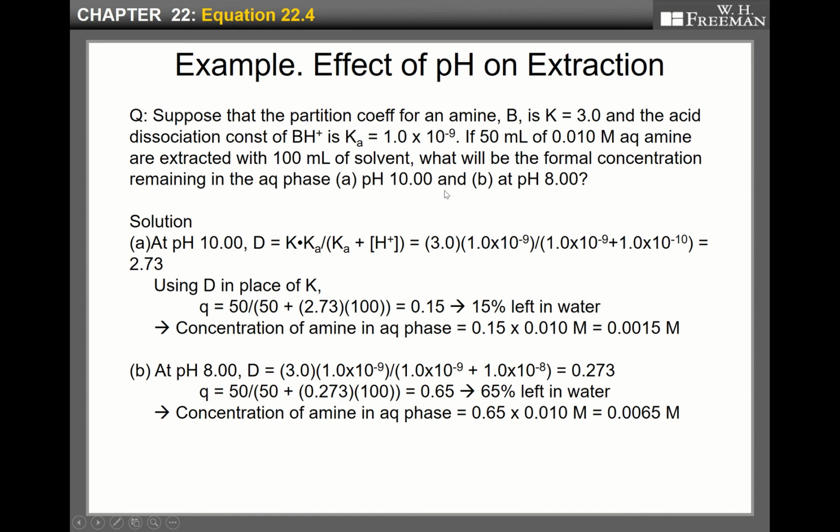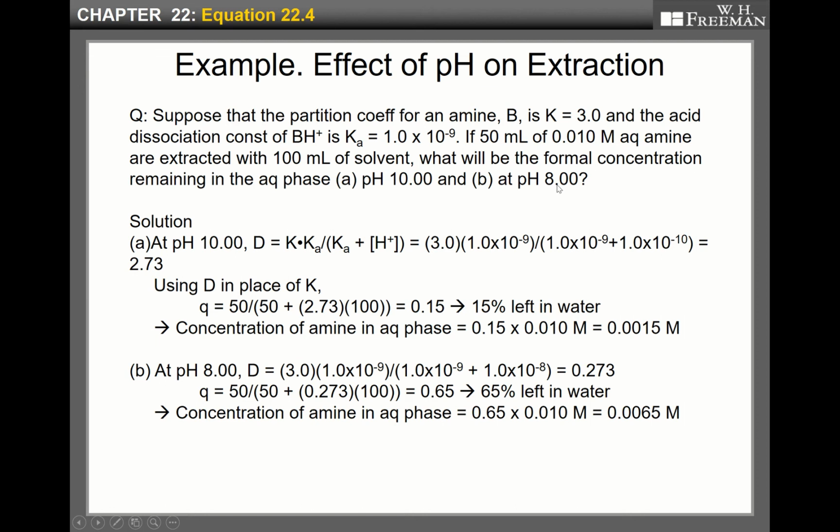Here is an example: the effect of pH on extraction. Let's read this question. Suppose that the partition coefficient for an amine B is K equals 3.0, and the acid dissociation constant of BH+ is 1.0 times 10 to the minus 9. If 50 mL of 0.01 molar aqueous amine is extracted with 100 milliliters of solvent, what will be the formal concentration remaining in the aqueous phase at pH 10 and at pH 8?